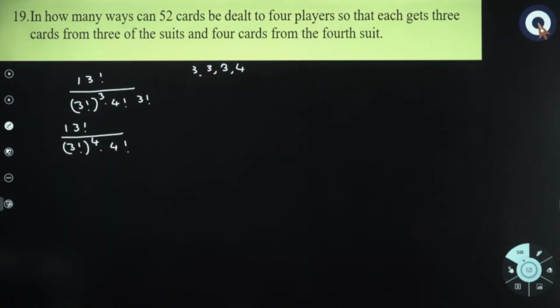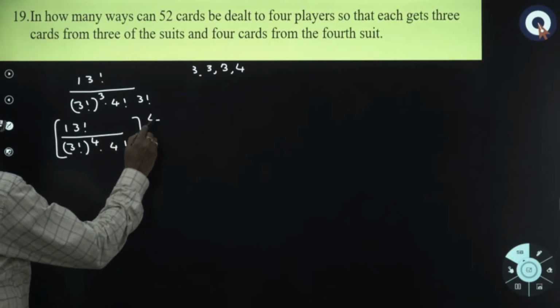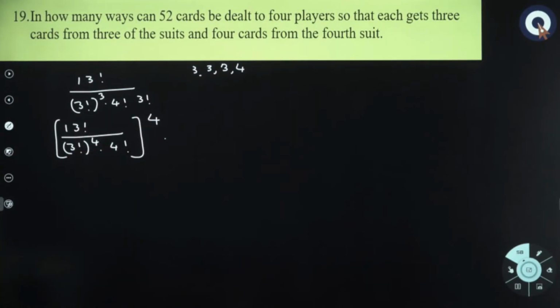These are the number of ways in which a suit of 13 cards can be divided into sets of 3, 3, 3, 4. Now, there are 4 suits like that, which can be done in whole power 4 ways. Now, with regard to distribution, the 4 sets of 4 cards each can be distributed to the 4 players in 4 factorial ways.